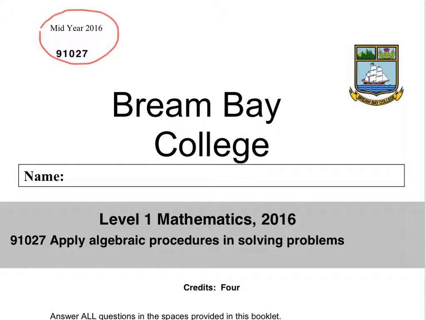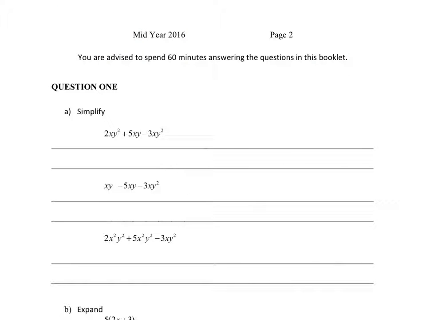Hi, this is Miss Sims going over the mid-year algebra exam, which was only achieved in a few merit questions. Okay, looking at the first question, simplify means that we can only combine like terms, like with like.